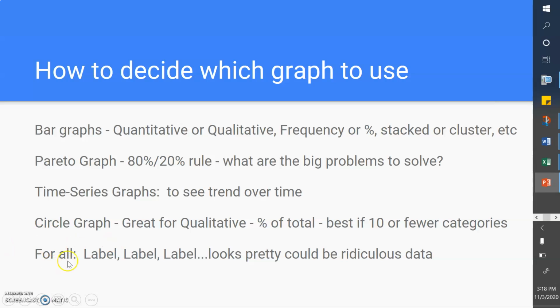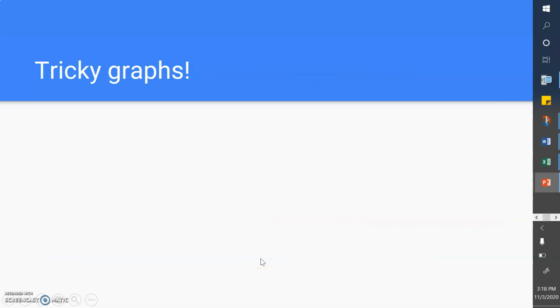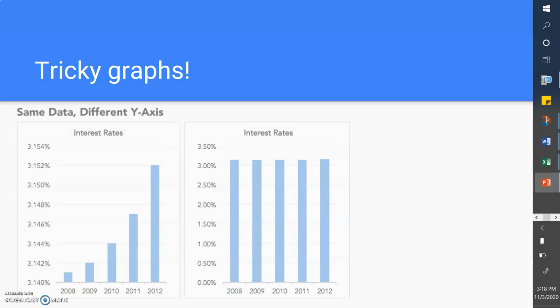For all of these types of graphs, you better label, label, label, because something could look pretty but be absolutely insane data. And there are tricky, misleading graphs out there. And part of what I love about this class is helping you understand. If you understand how graphs work, then you can understand better the information that's thrown at you on a regular basis.